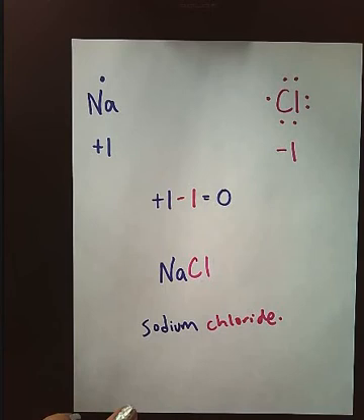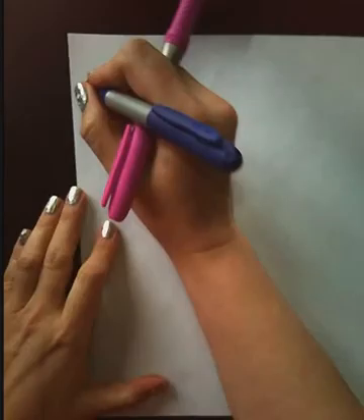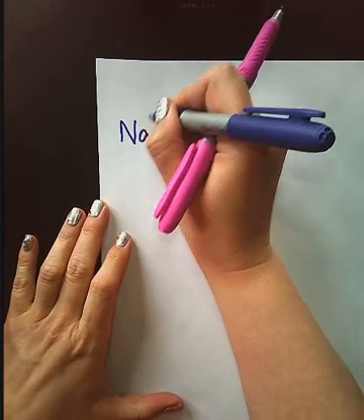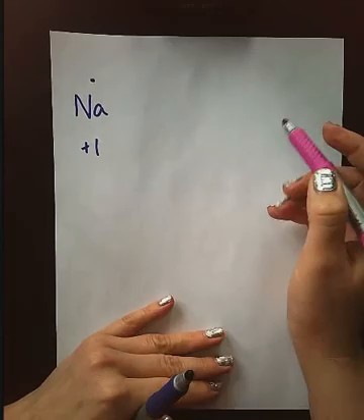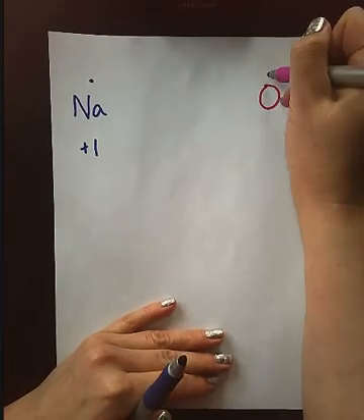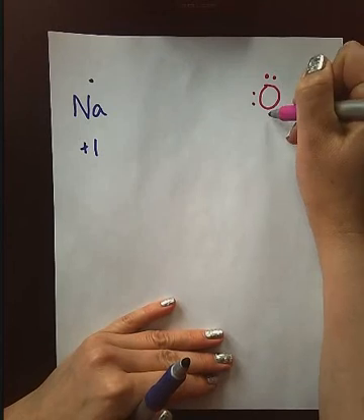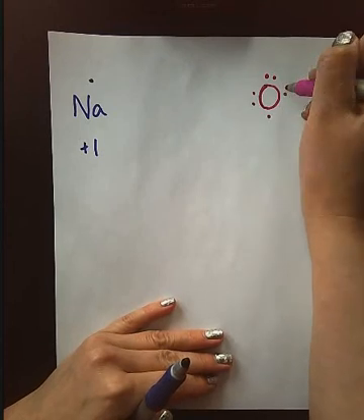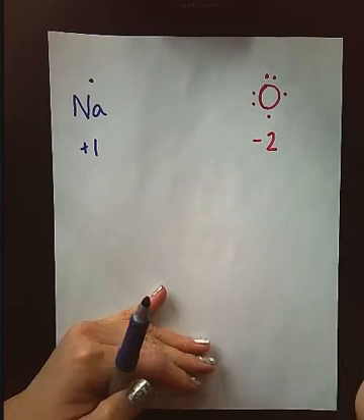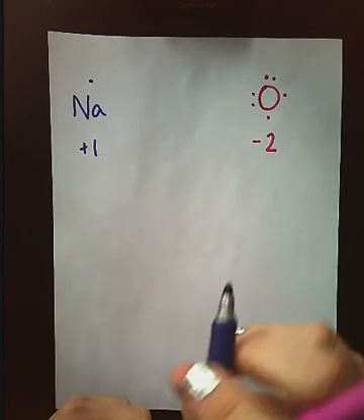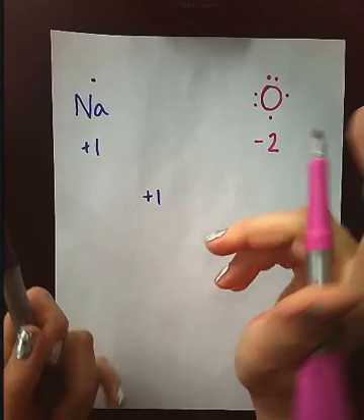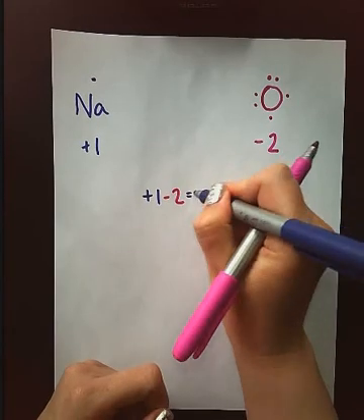Now, let's look at another one. Let's just keep with sodium again, because it's fresh in our heads. Positive 1. And let's do oxygen. So oxygen has 6, and it needs 2 more to be happy. So the overall charge will be negative 2. Now, look at that. They don't balance at all, do they? So let's just do the math. We have plus 1 minus 2, which equals an overall negative 1.